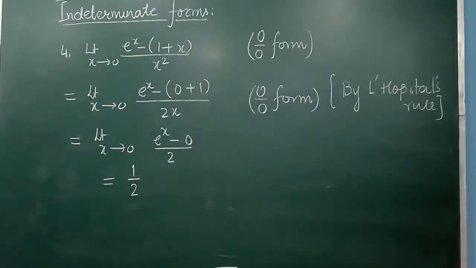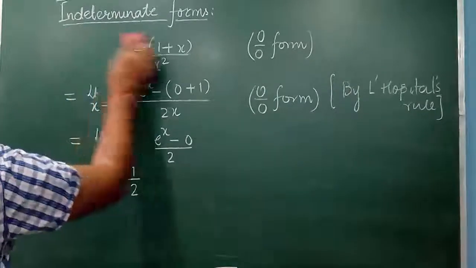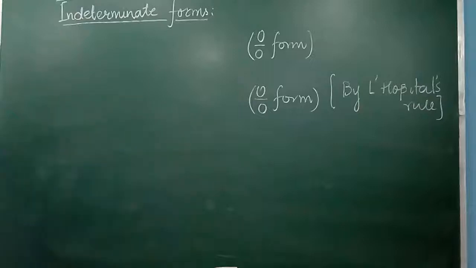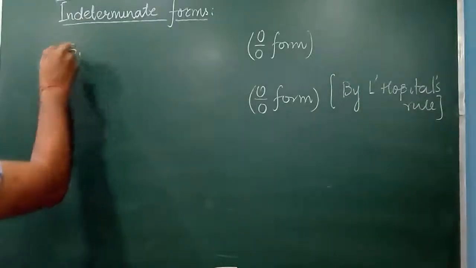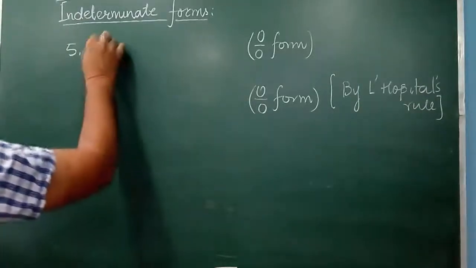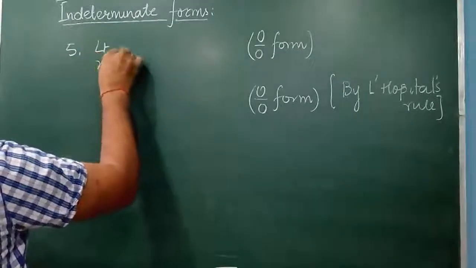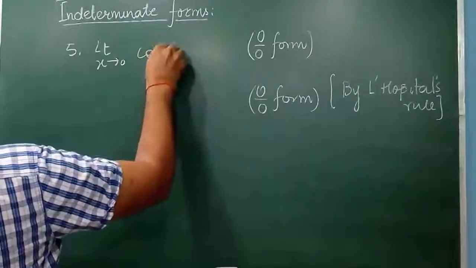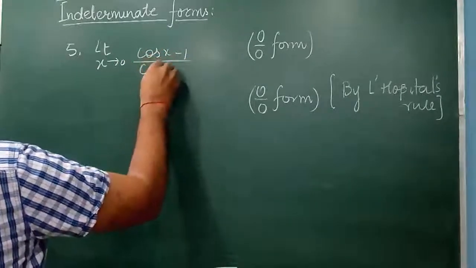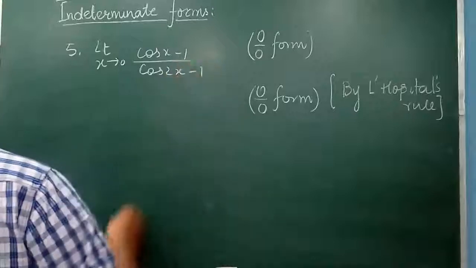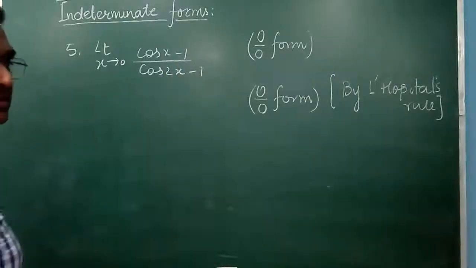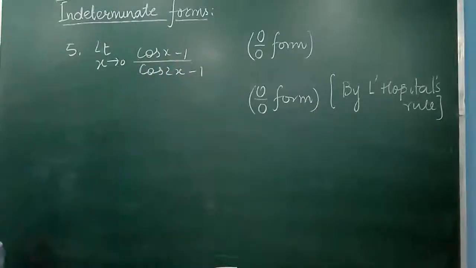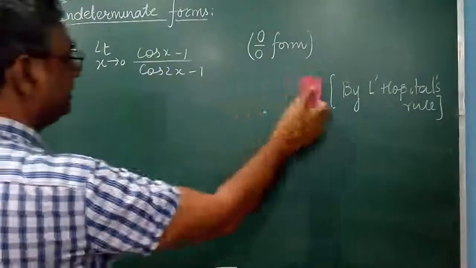Now see the fifth question. Fifth is limit x tending to 0, cos x minus 1 by cos 2x minus 1. So cos 0 is 1, so this is 1 minus 1 is 0, and 1 minus 1 is 0 in the denominator.